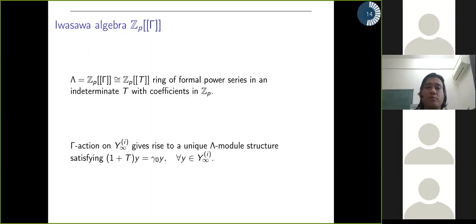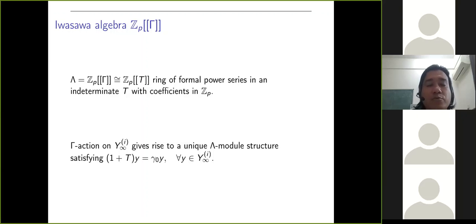Let me also say that on the module Y infinity, there is an action of gamma. And with that action of gamma, I can convert Y infinity to be a module over this algebra, the Iwasawa algebra. So what is this algebra? It is defined by Z_p and then a power series in gamma, and it is going to be isomorphic to Z_p power series in one variable.